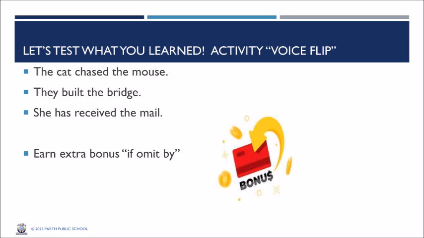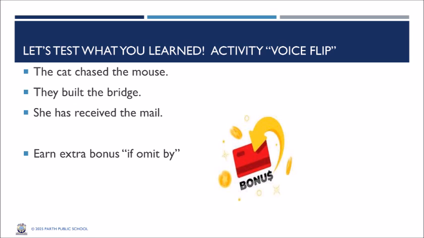It's time to test what you learned. Let's have an activity: Voice flip. I'm going to put three sentences before you. You need to choose just one sentence and change its voice, active to passive voice. And you will be able to earn an extra bonus if you choose the sentence where we can omit "by." Here come the three sentences. The cat chased the mouse. They built the bridge. She has received the mail.